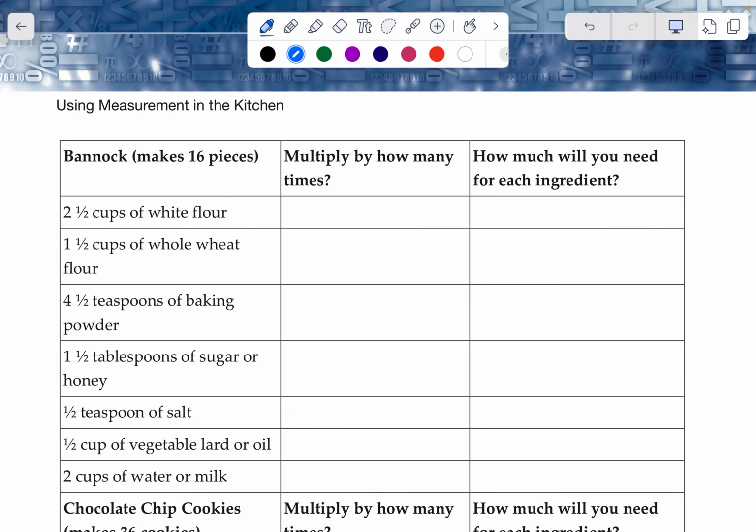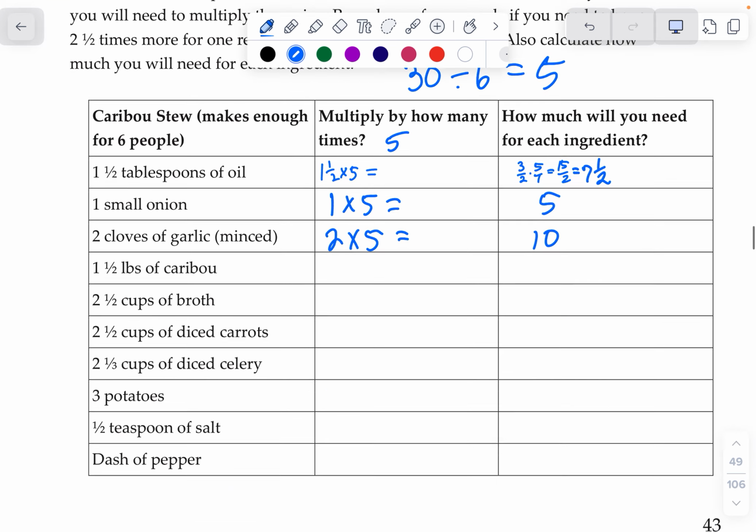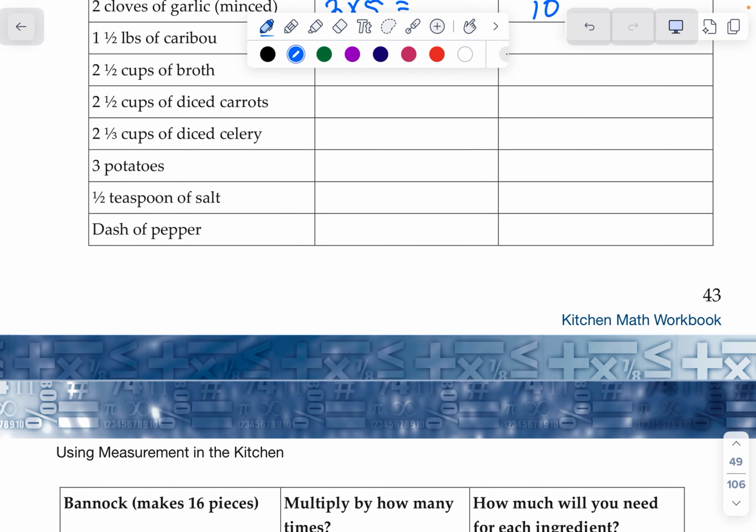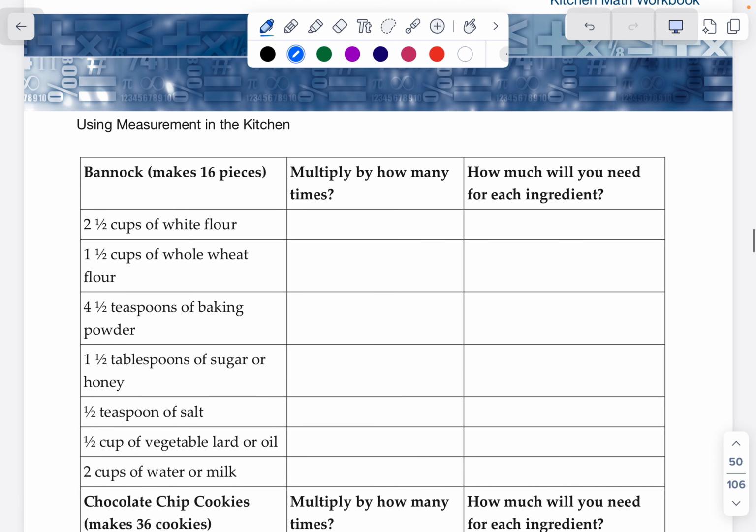And here, this recipe calls for 16 pieces. And again, you need 30. See, it says round up. For example, if you need 2.5 times more than one recipe, round it up to 3 times. So remember, we did something where we had to round, and I said when we round, you got to round up because then you'll make the recipe correctly. Kind of the same thing here.